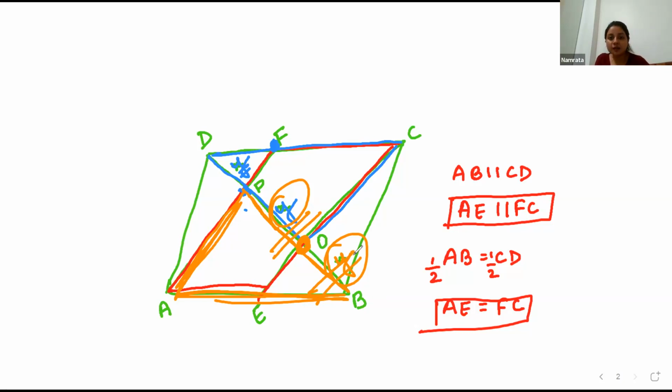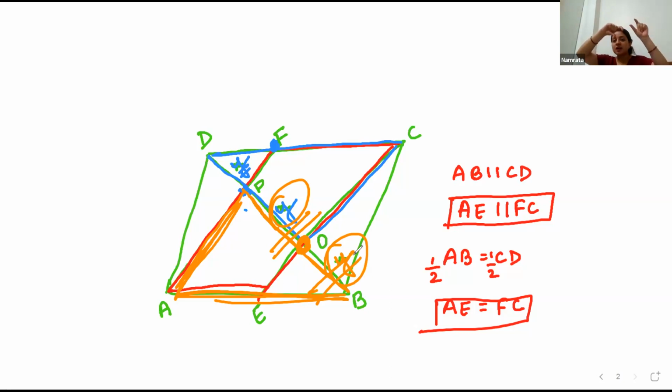Is it clear? Yes. Let me summarize what we did. First, we proved that AECF is a parallelogram. It was very simple to prove, because we already had a bigger parallelogram ABCD. With the help of AB parallel to CD and AB equal to CD, we can easily prove AECF is a parallelogram. Now we have taken that triangle, and there we have proved that P is the midpoint of DO.